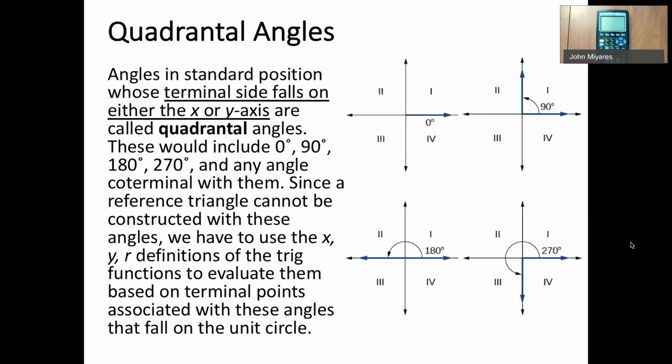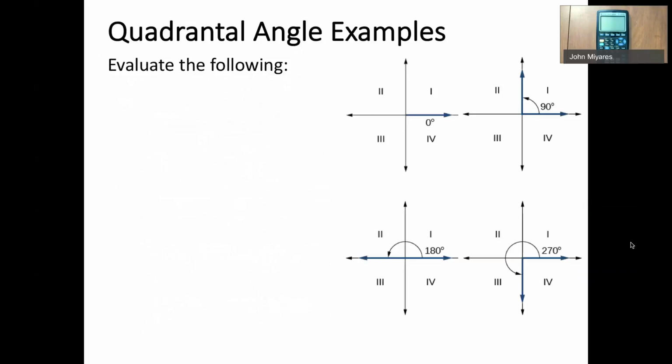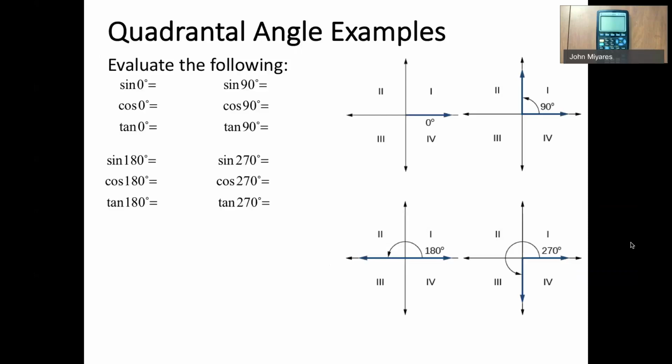Since a reference triangle cannot be constructed with these angles, this is a case where we will have to use the x, y, and r definitions of the 6 trigonometric functions to evaluate these based on the terminal points rather than setting up reference angles and reference triangles. Here, working with the unit circle will actually make these computations much simpler. Let's look at how we might compute the sine, cosine, and tangent of some of these angles. We'll start with 0 degrees, then go to 90, then 180, then 270.